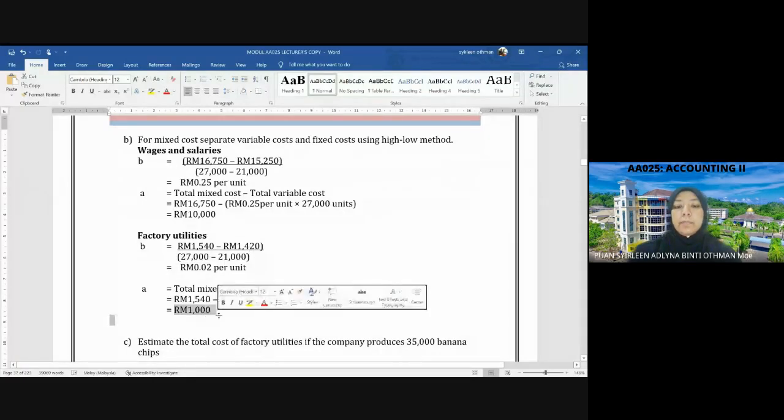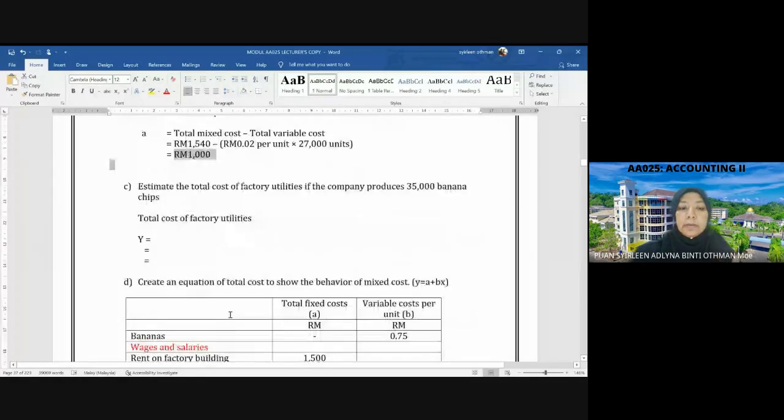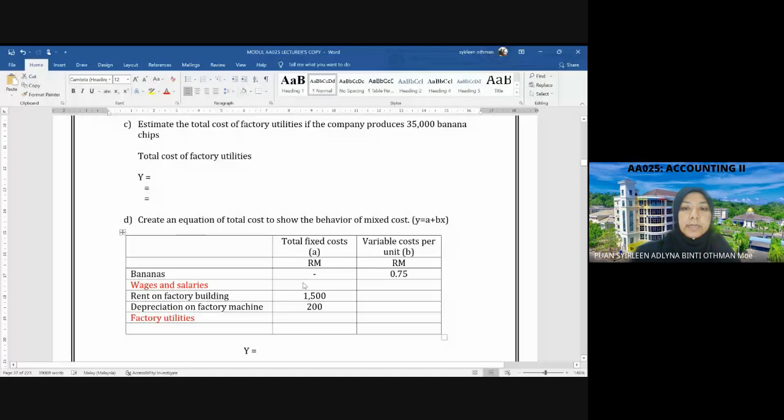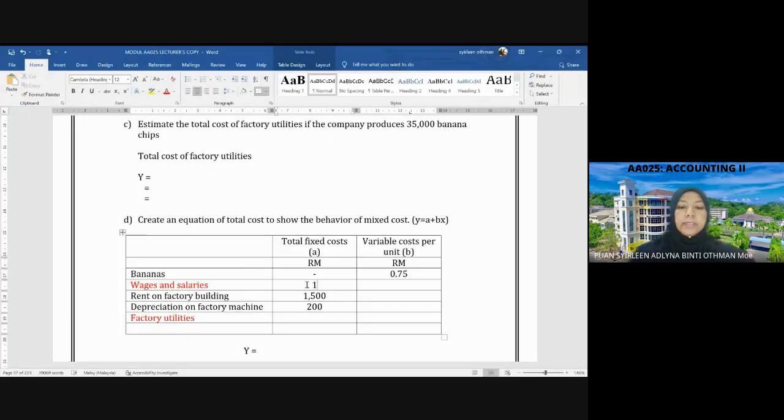Okay, so kalau Madam bawa dia ke table ni, alright. Okay, so for wages and salaries, sebab dia mixed cost so dia ada nilai dalam fixed dan dia juga ada nilai dalam variable. So for wages and salaries, fixed cost dia 10,000 and dia punya variable ialah 25 cents. Okay, untuk factory utilities, dia punya fixed cost ialah 1,000 dan dia punya variable cost ialah 2 sen. Okay, 2 cents. Right? Okay, so now kita tengok balik.